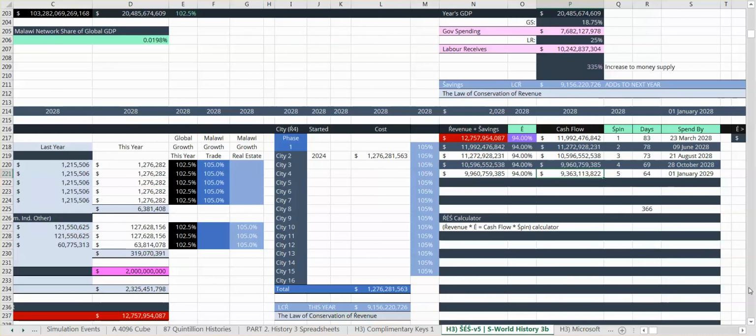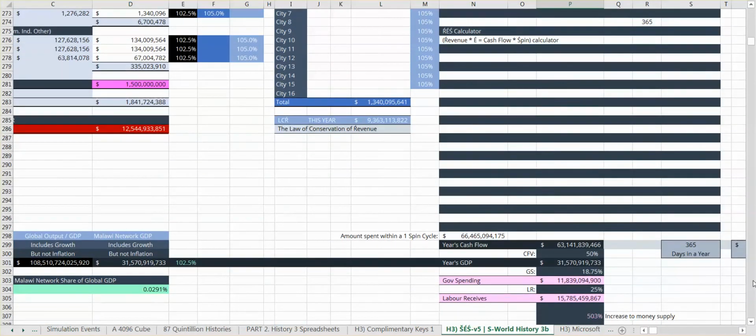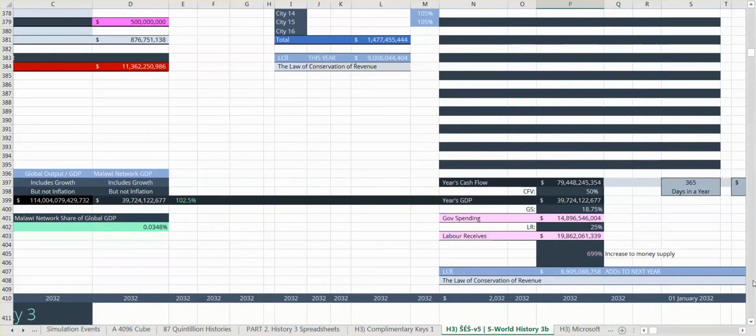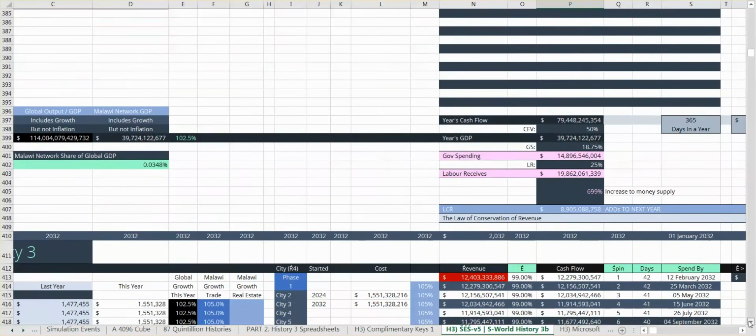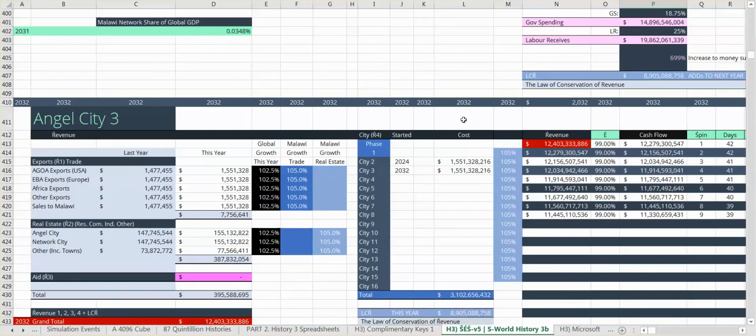So let's go down, see what happens. 53 billion now, 26 in GDP. Again, let's skip a few years. Let's go to 2032, which is known as Angel City 3. And we have 9 spins now.